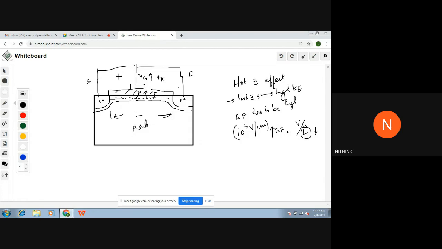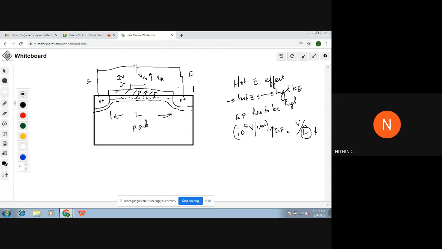If I am having a threshold voltage of 2 volt, due to this hot electron effect, I will be requiring a threshold voltage of 3 volt. That is, my threshold voltage has got increased. That is actually the effect of hot electrons.